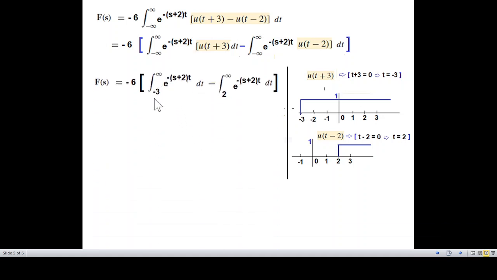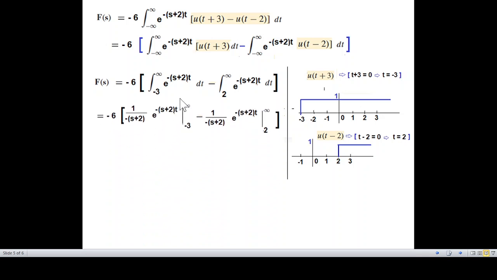Okay, so putting the limit -3 to infinity, and in the second case 2 to infinity, and since u(t+3) is actually 1, therefore 1 multiplied by this function. So this is what's left here, and similarly on the second part.